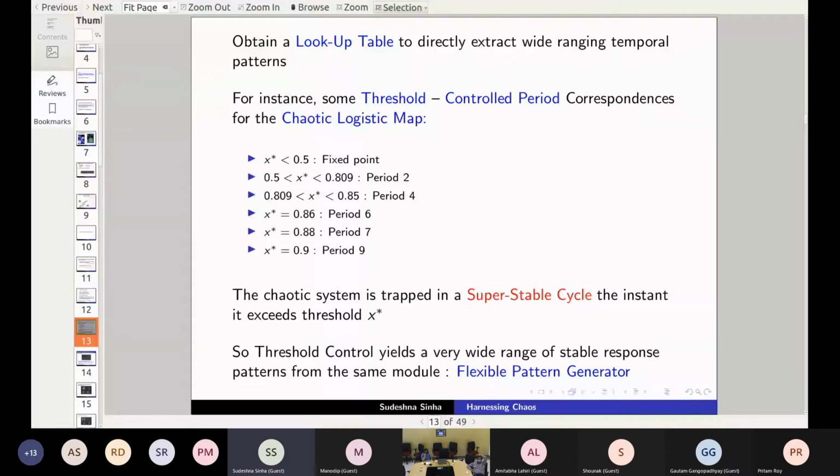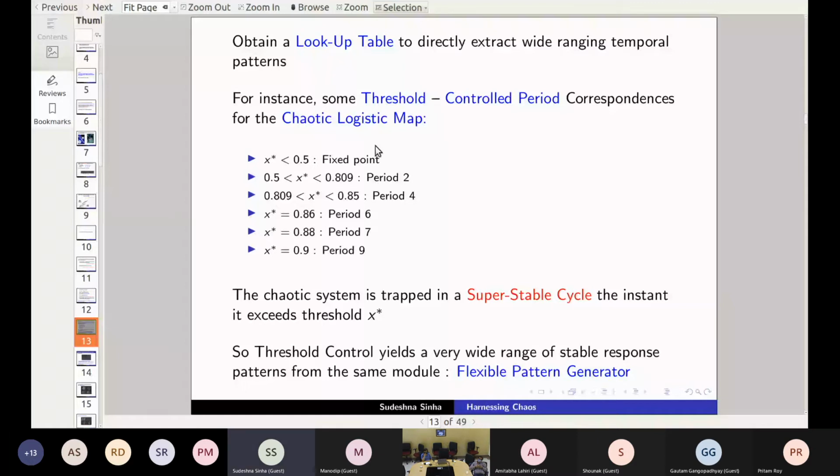Now, this particular set here I've put is for the chaotic logistic map, which I showed you, which was a mess. But as I put different thresholds, I can get the chaotic map to be something else. So either it's a fixed point, if I put threshold less than half, if it's between half and 0.809, it's period 2, that is it just goes x1, x2, x1, x2, or it becomes period 4, which cycles over 4 values, 6, 7, 9. This is a long table of literally every periodicity, which one can get analytically.